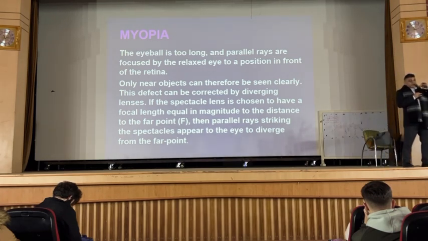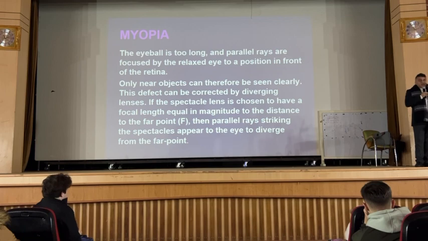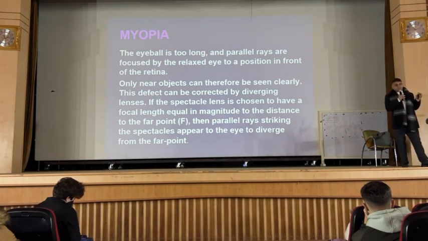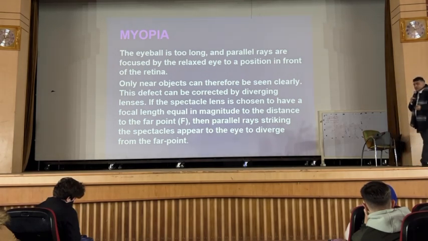Either the curvature of the cornea is more than normal, called curvature myopia, or the index of the lens is more than normal, or the eyeball is too long. So these are the causes of myopia. There is also a type of myopia caused by ciliary spasm.